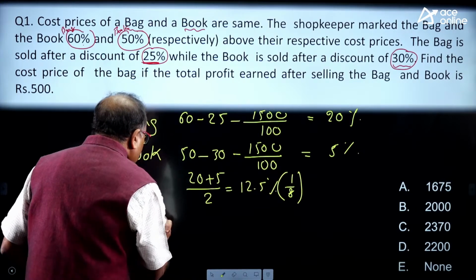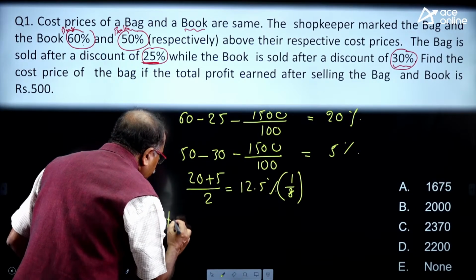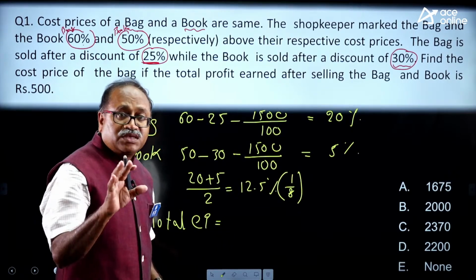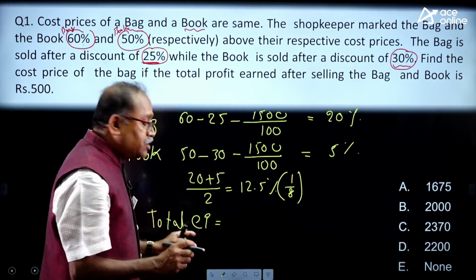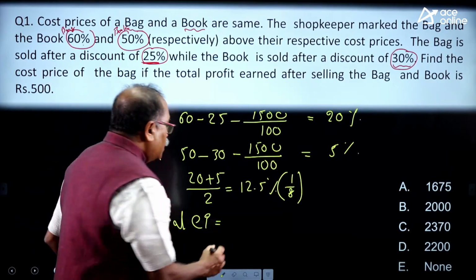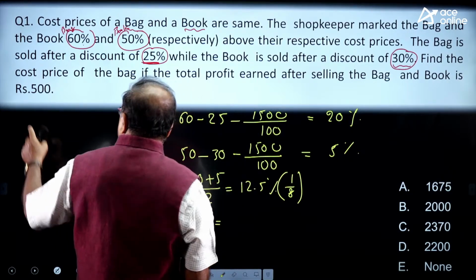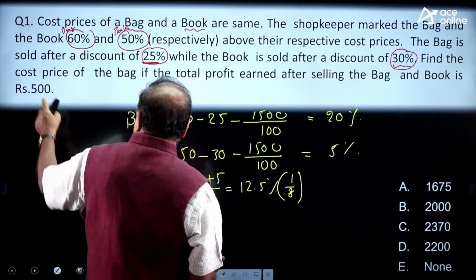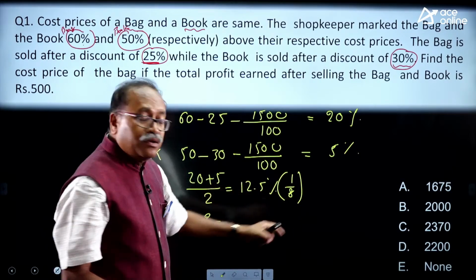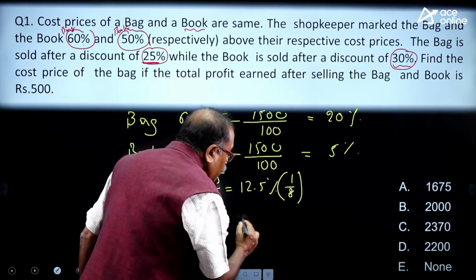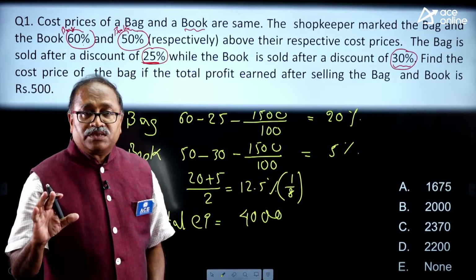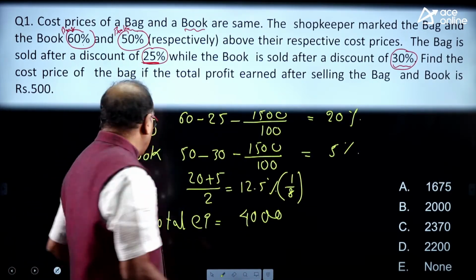The total cost price, total CP, will be how much? The CP1 plus CP2. That is the total CP I am writing here. So when 1/8 is equal to 500, then what is 1? So obviously 500 into 8, and that comes to 4,000 rupees as the total cost price. Hope you are understanding it.